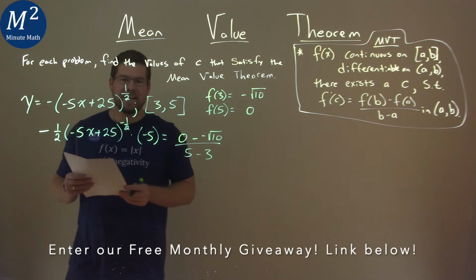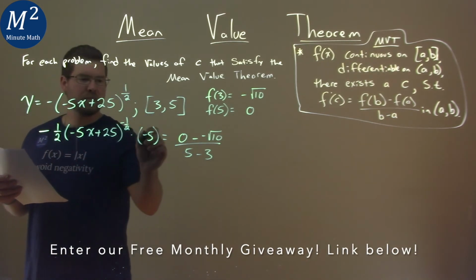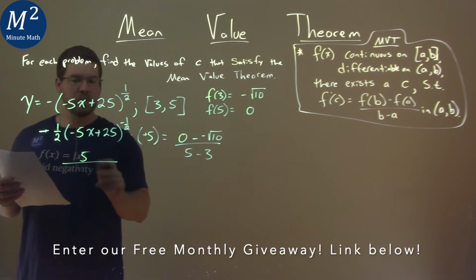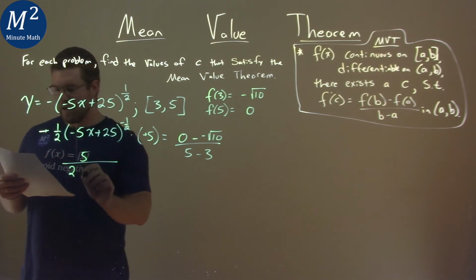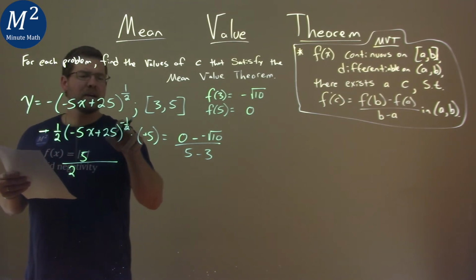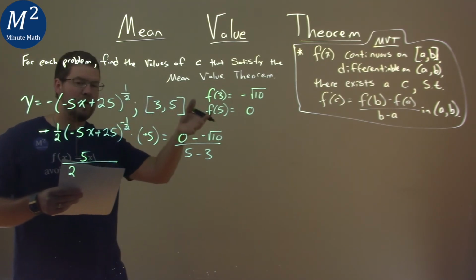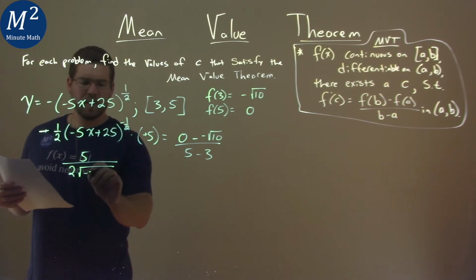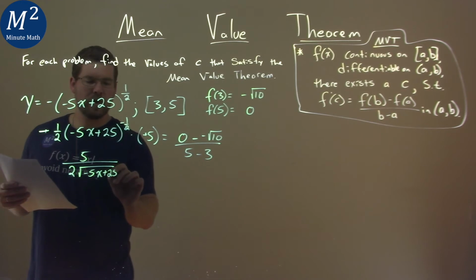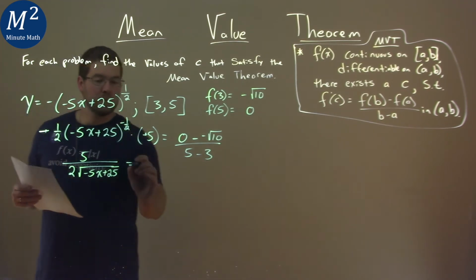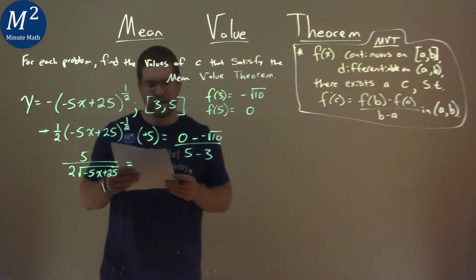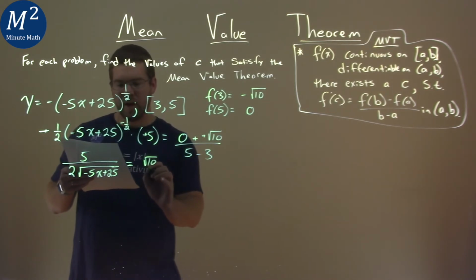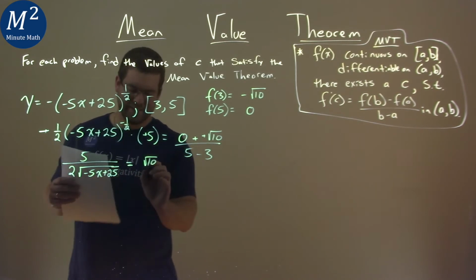Now let's simplify the left-hand side here. The negatives cancel, becoming a positive. We have 5 left in the numerator, and the denominator brings this 2 down, 2. And then the -1/2 power is a positive 1/2 power when it's in the denominator, which is also the square root. So we have 2 times the square root of -5x plus 25. And what is that equal to? Well, 0 minus a negative square root of 10 is like plus a positive, so we have the square root of 10 here over 2, since 5 minus 3 is 2.